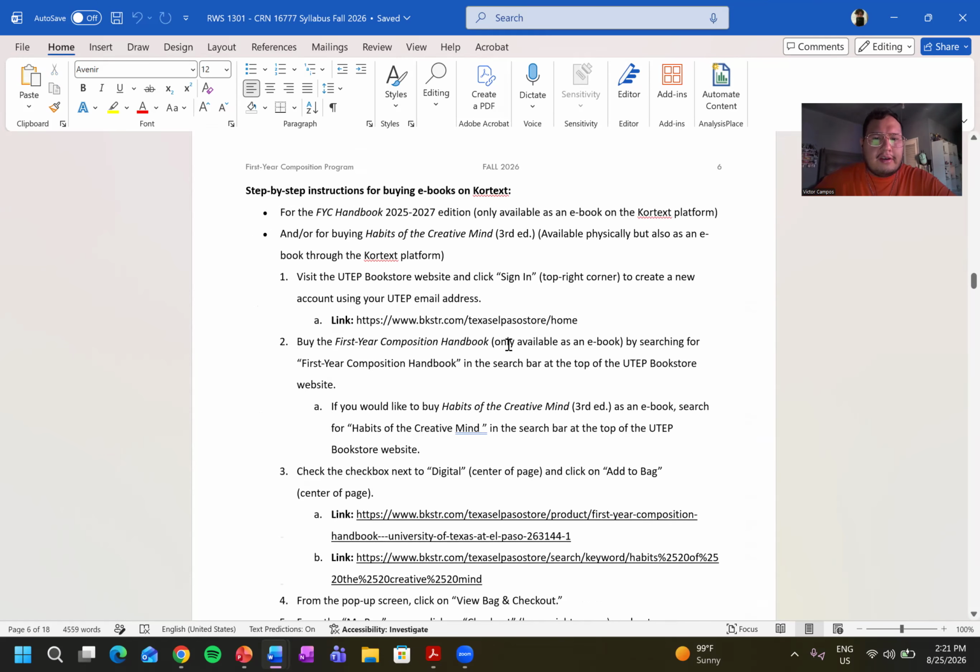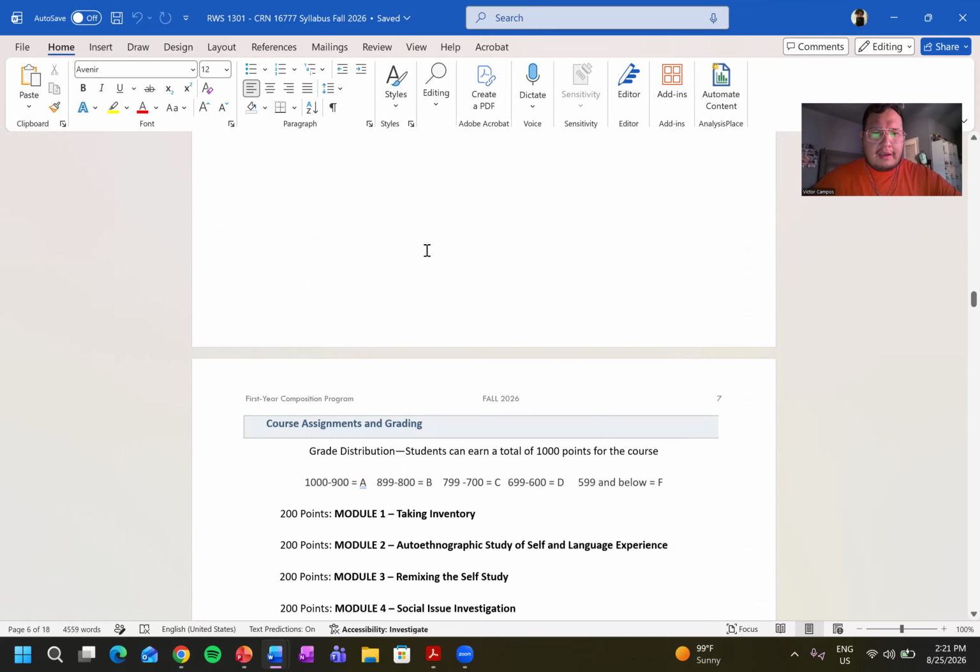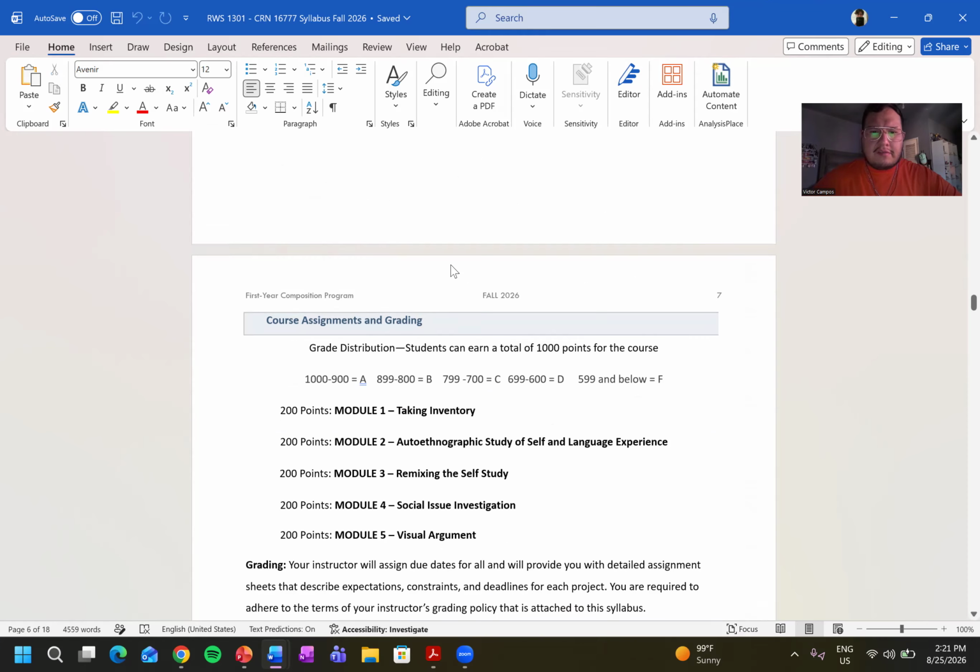Now, this is the guide for you to get those books. Again, I expect you to read these on your own, but the only thing you need to know is that you have to use your UTEP credentials to get access when creating an account. Okay. So that's that. Email me if you have any questions on it.